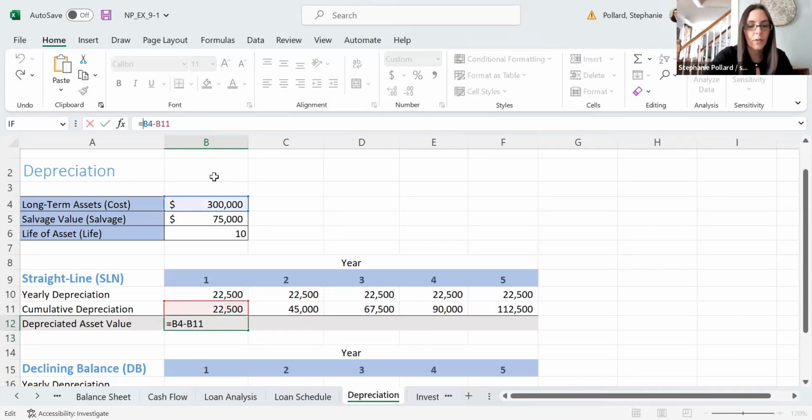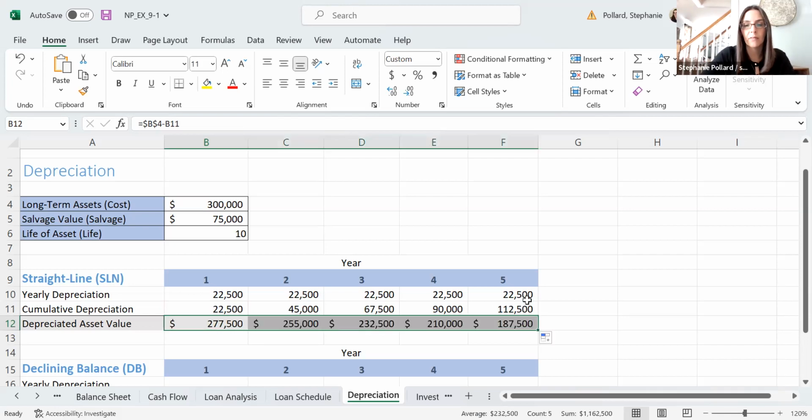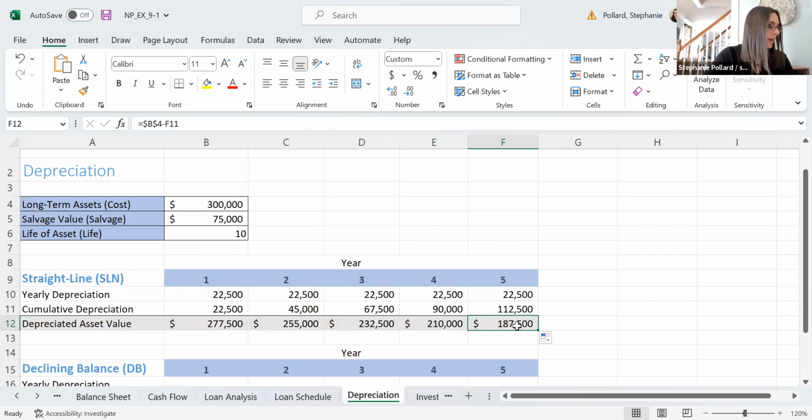And then I can go ahead and copy this formula over. I do want to be careful though. I don't want that B4 to change. So I'm going to go ahead and fix it. And then as I copy it over, I'll be subtracting the other cumulative values, but that B4 will stay the same. So in year 5, we're taking 300,000 and subtracting the 112,000 here to get our final answer. So this is what straight line depreciation looks like.